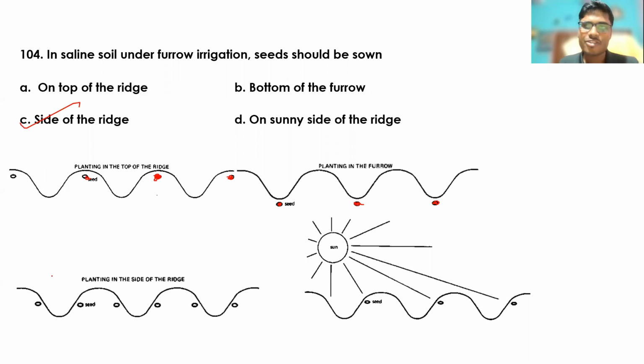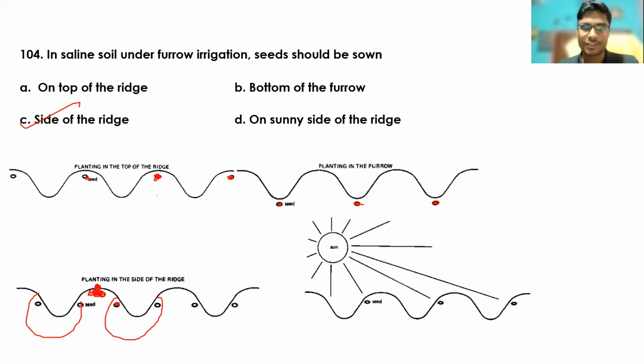So what about saline soil? Try to understand this. In saline soil, when we apply irrigation water, the water is evaporated from the top of the soil. That is the reason why the salt will be accumulated on top of the ridge. So remember, in saline soil, due to application of irrigation, the salt accumulation is there on the top of the ridge. To avoid the adverse effect of salt, we should sow the crop on the side of the ridge. Okay, so avoid sowing the crop on the top of the ridge under saline soil condition.